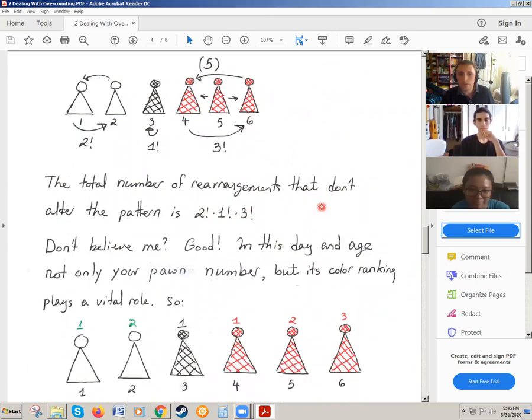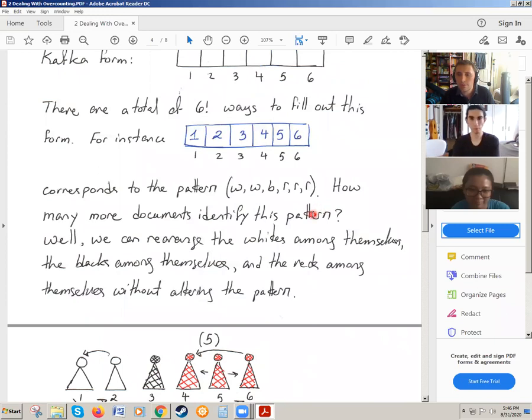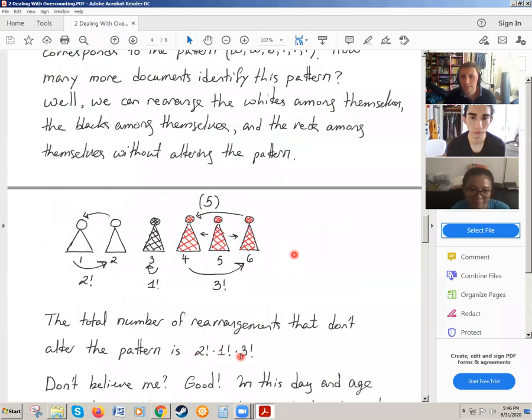And so all I have to do is count how many piles I have, right? So 1 pile corresponds to 1 pattern. How many piles do I have? Well, I take 6 factorial and I divide by this number. So 6 factorial is the total number of documents, divided by the number of documents per pile, gives me the number of piles. You follow?